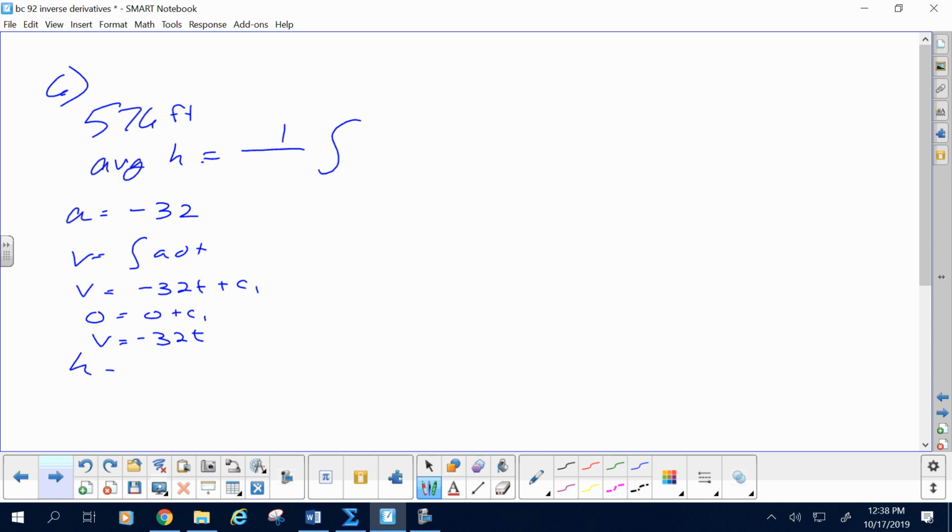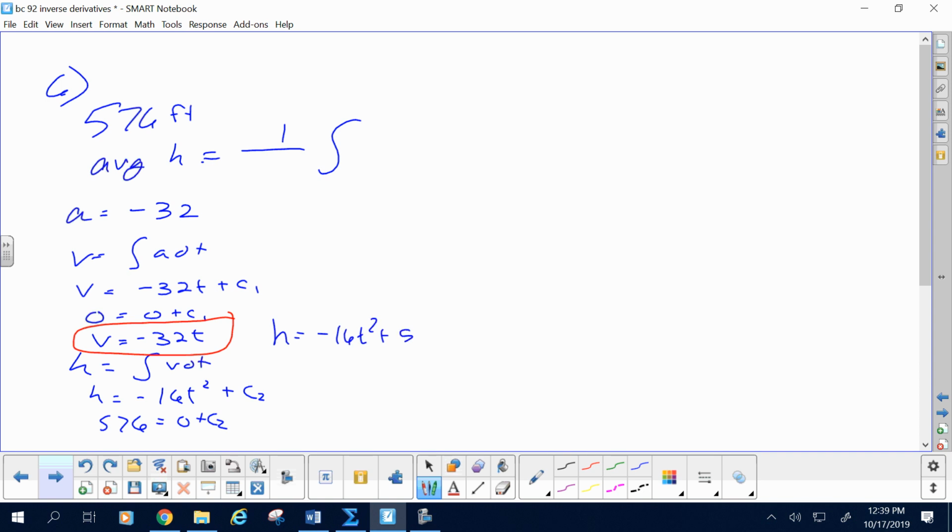How do I find height? But you integrate velocity, so isn't that negative 16t squared plus a constant? And it says that you dropped it from a height of 576, so that implies that C2 is 576. Are we cool? So, our velocity equation is negative 32t. Our height equation is negative 16t squared plus 576.